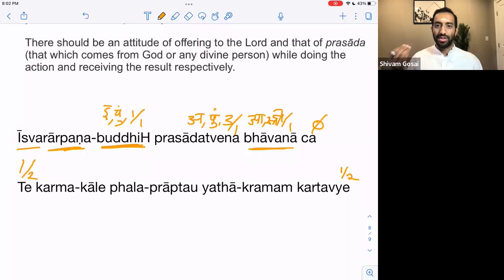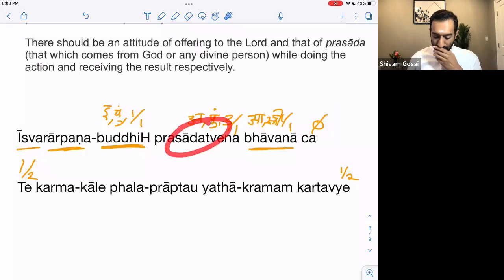So they're all first case. Ishwarapana Buddhi, Prasadatvena, Bhavana Cha. Here Ishwarapana Buddhi is a samasa. Prasadatvena Bhavana is separated, but you can even make a samasa if you wanted to: Prasada Bhavana. But they made it into two separate words. Now it's saying, te refers to which two? Ishwarapana Buddhihi and Prasadatvena Bhavana, the attitude in the form of prasada.